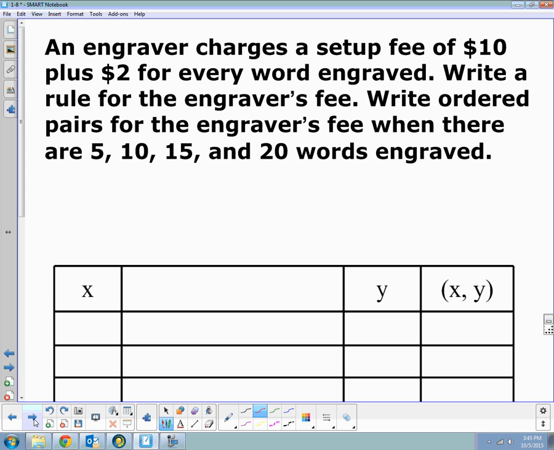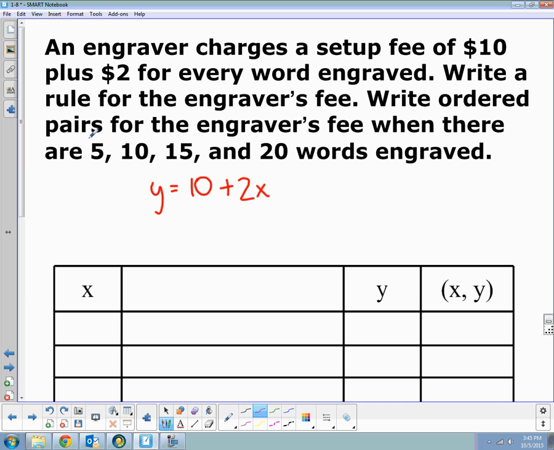That's a function. All right, so an engraver charges a setup fee of $10 plus $2 for every word engraved. A function for this would be that we have a setup fee of $10 plus $2 for every word engraved. And instead of W for word, I'm going to put x, simply because that's what I see over here. So that would be an example of a function that we can write: y equals 10 plus 2x. That's not quite the same here, but pretty close. So it's $10 for setup fee plus $2 for every word engraved. So there's our rule. And we're going to write some ordered pairs.